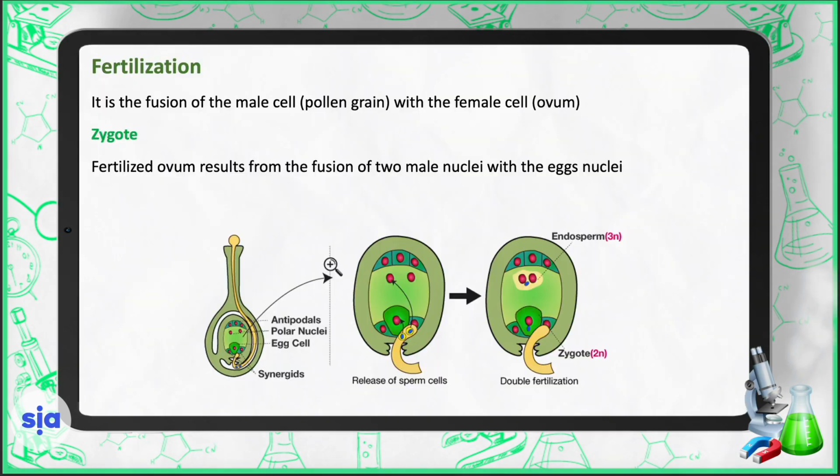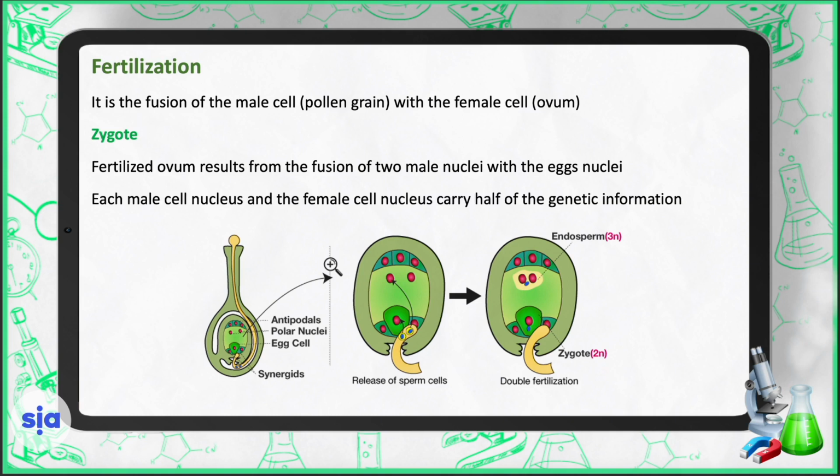Simply, fertilization is the fusion of the male cell, which is the pollen grain, and the female cell, which is the ovum, as we said before, forming the zygote. The zygote is the fertilized ovum, resulting from the fusion of the male nucleus with the egg nucleus. Each male cell nucleus and the female cell nucleus carry half of the genetic information of the parents.